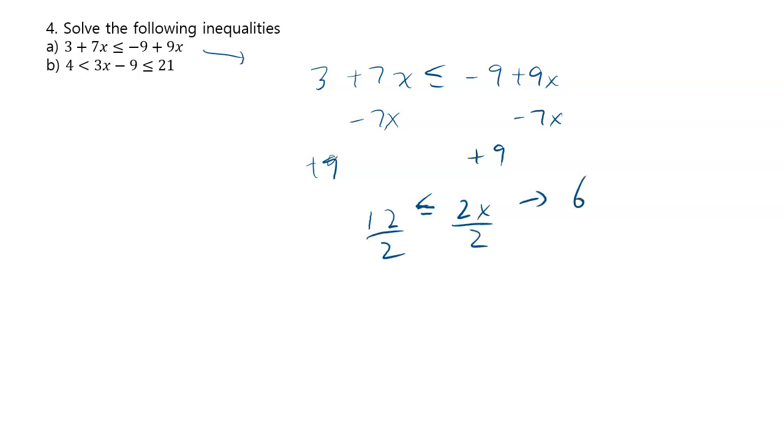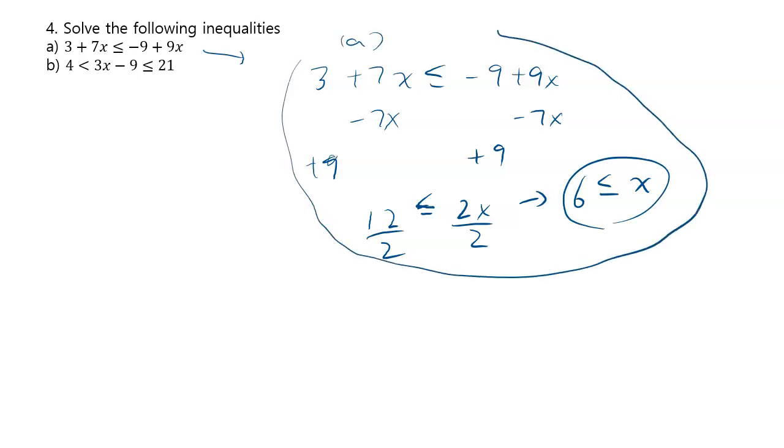And then you just divide both sides by 2 and you're done. So you get 6 less than or equal to x. So that's the answer to part A. And when you do this, the only thing that you have to be careful is sometimes if you divide by negative or multiply by negative, then you have to flip the inequality. Here we didn't have to do that because we're just dividing by positive numbers, but be careful. Sometimes you end up dividing or multiplying by negative. In that case, you have to flip the inequality.